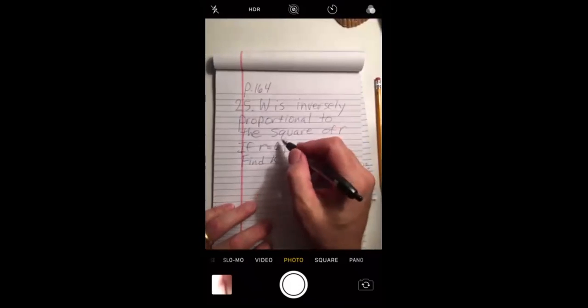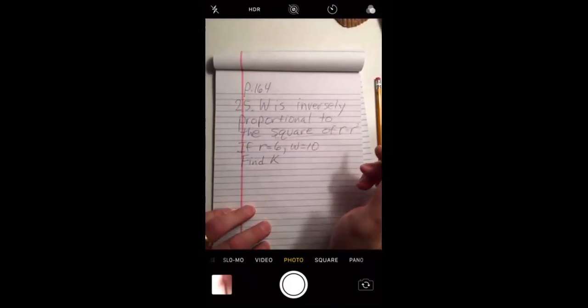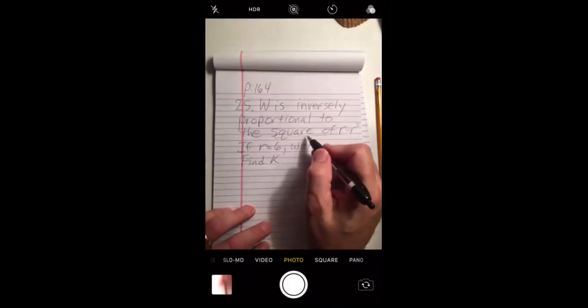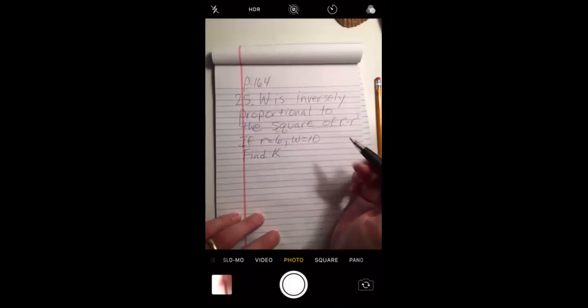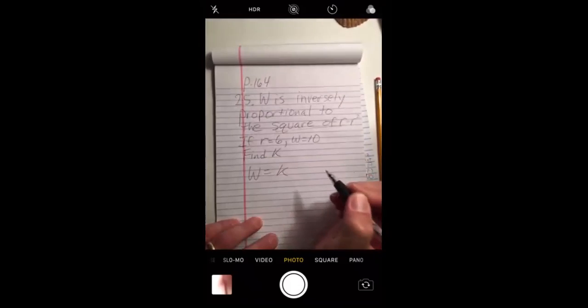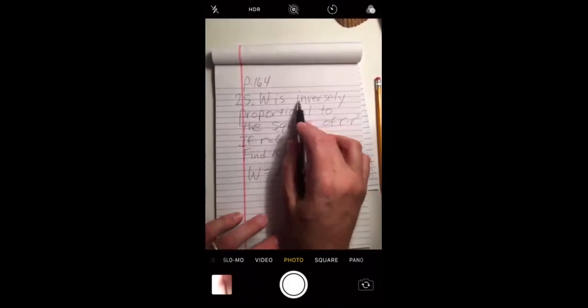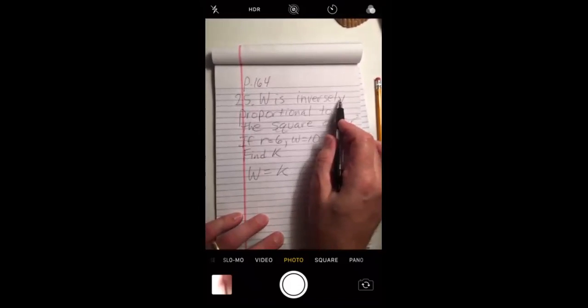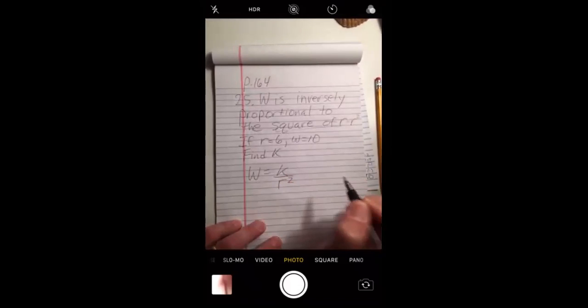Do you read square of R to be equal to R squared? If they wanted square root, they'd use the word root. So you go W equals K. There's not the word direct or joint here. They just only have the word inverse to basically R squared. If you're inverse to R squared, that puts the R squared on bottom. Any questions about that before we charge into the numbers?